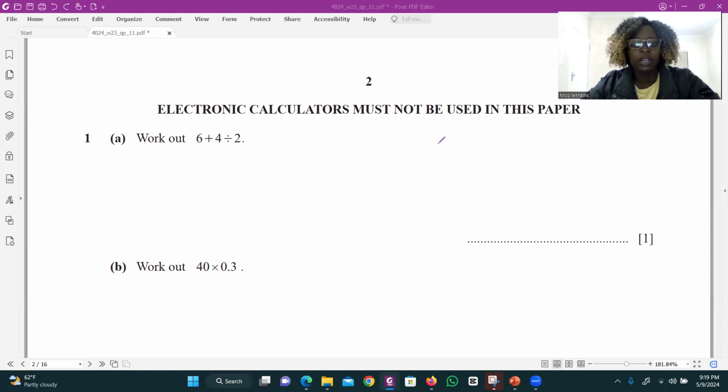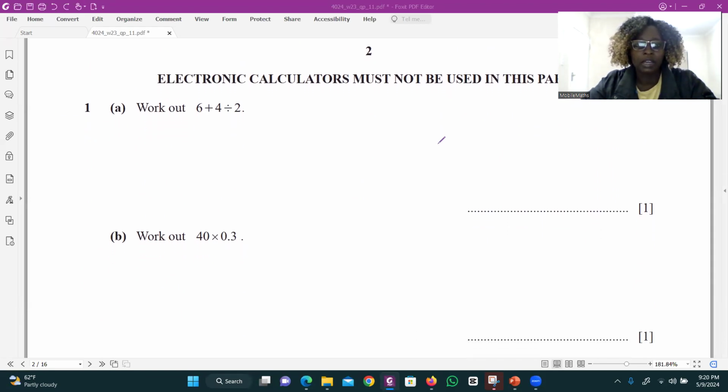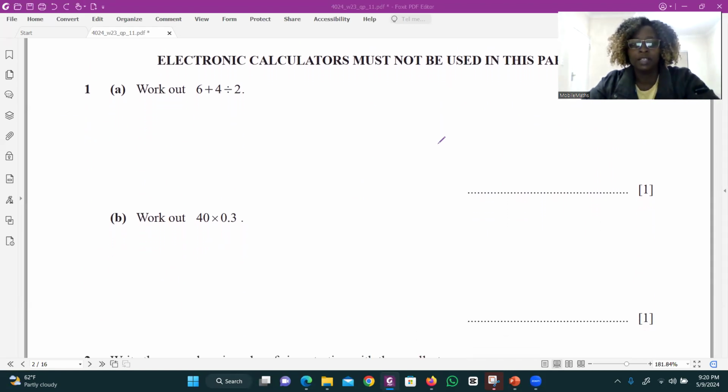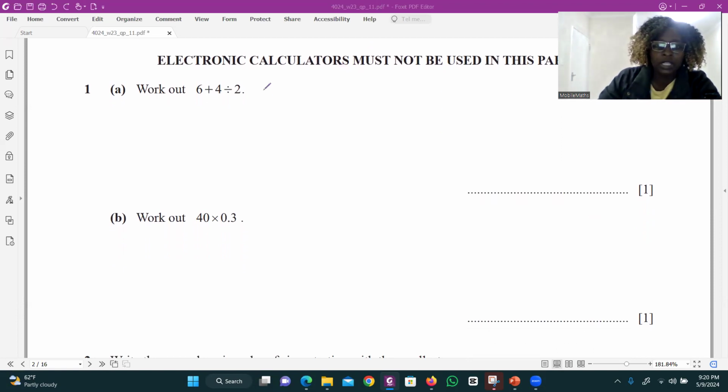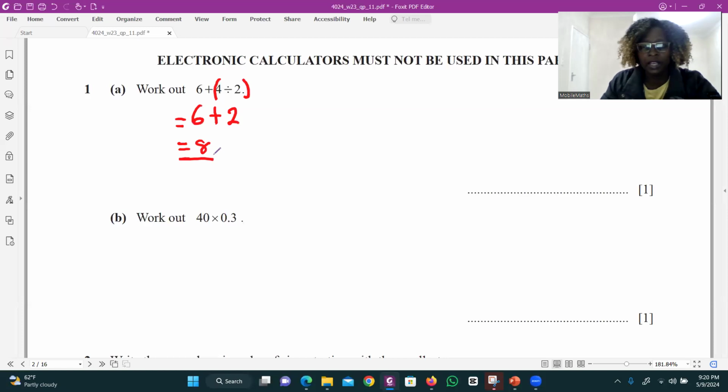Number 1, work out 6 plus 4 divided by 2. So mind you, in this paper we are not using calculators. So let's work it out. The first thing that we do, we have to divide because of BODMAS. So this part here, we are going to solve it first. So this is going to give us 6 plus 4 divided by 2, that's a 2. So at the end of the day, we get our answer as an 8, okay?